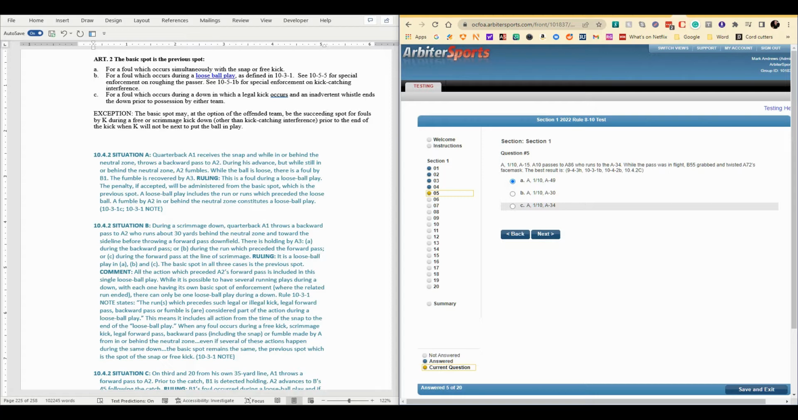Now, just as an aside, had the face mask occurred after the catch, then we would enforce from the end of the run. Totally different thing, right? You've got to make sure you know when these fouls occur. So the answer is C, a first and 10 at the A34.